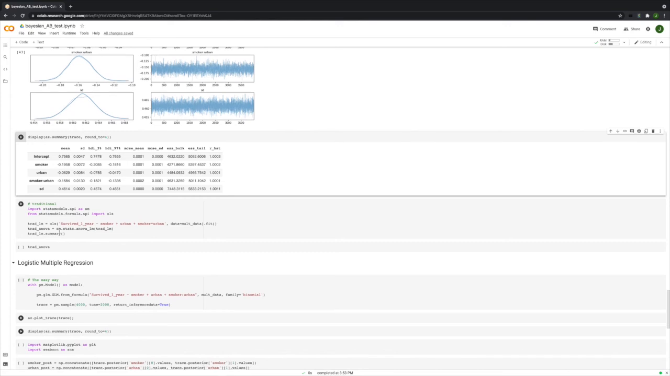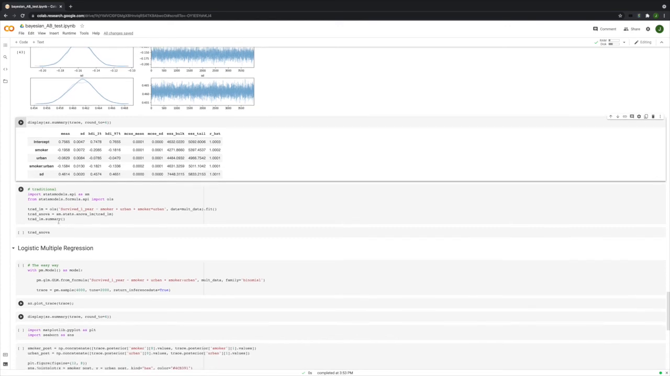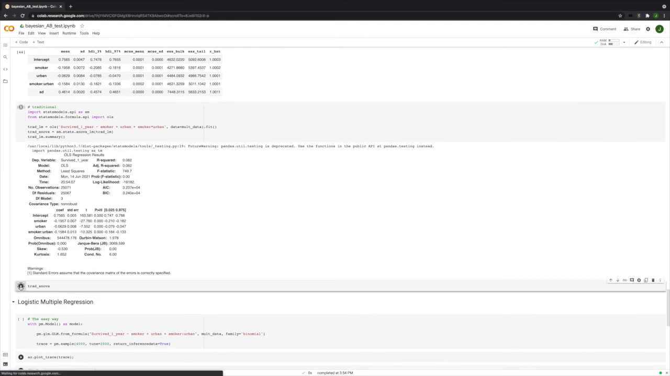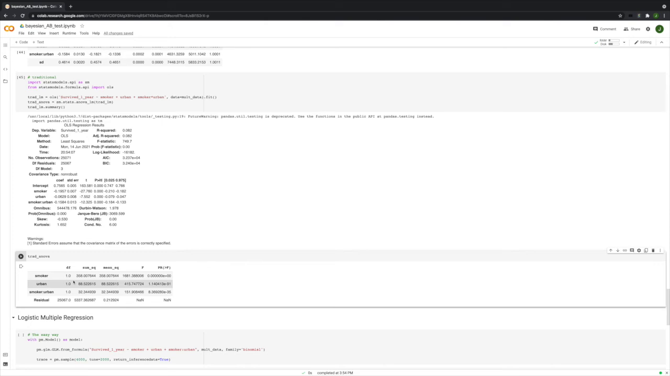And speaking of a traditional hypothesis test, let's go ahead and run one. We'll get a linear regression table and then our traditional Anova. So the Anova down here tells us that smoking does make a difference, urban living does make a difference in survival rates, and the interaction between smoking and urban living also makes a difference in survival rates. All these p-values are very, very low.